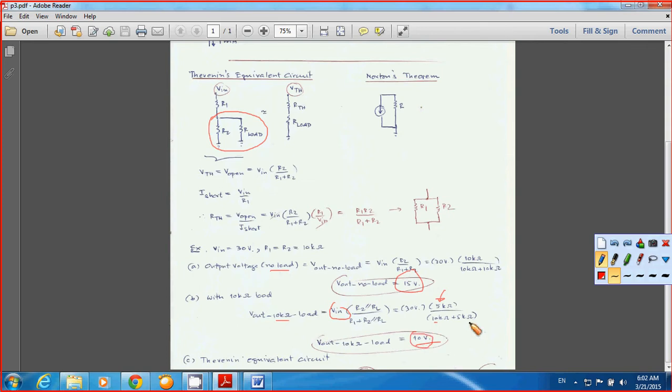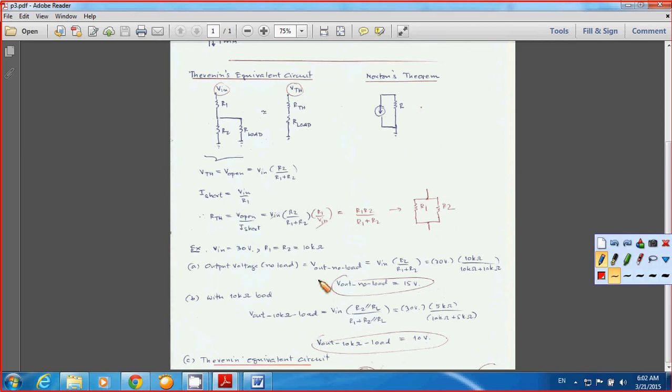This is not very good. But we will discuss how to keep the output voltage the same or constant later on. This is just the basic calculation to give you an idea. You can analyze your circuit here.